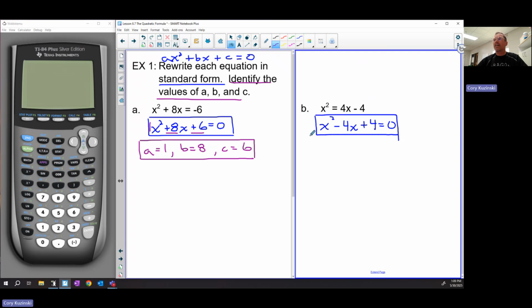Let's identify the values of a, b, and c. A is, again, 1. B is negative 4. And C is positive 4. Okay, so we got this 1 right here, a negative 4 and a positive 4. Those are the values of a, b, and c. Once we start using the quadratic formula, we're going to need to know all of those.